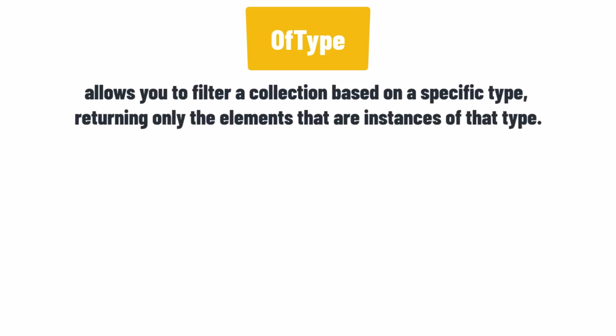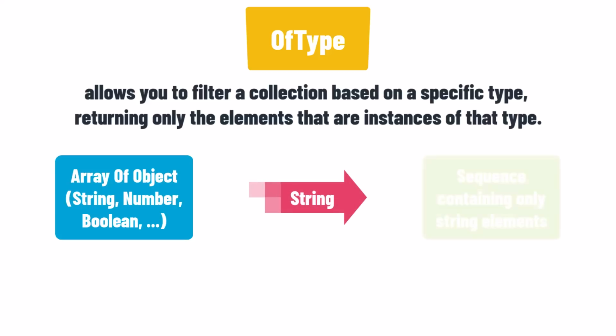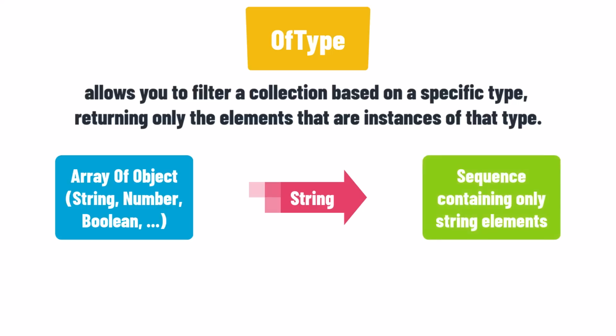This method is especially useful when you have a collection with mixed types and want to extract only the elements of a particular type for further processing or analysis. An example of using this method is when you have an array of objects that contains strings, integers, booleans, etc. If you only want to retrieve the elements from this array that are of type string, for example, you can use the OfType method. It allows you to filter and retrieve only the string elements from the array.